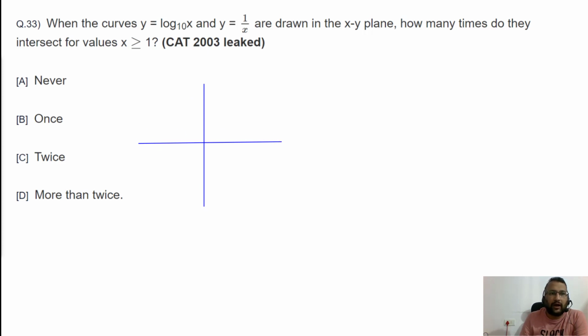We know what the graph of y is equal to log of x to the base 10 will look like. It is going to be like this, where the y coordinate of this point is 0, since the value of log is 0 when x is equal to 1. This is the graph of y is equal to log of x to the base 10.